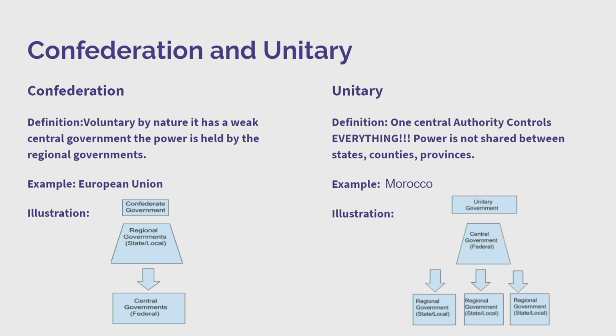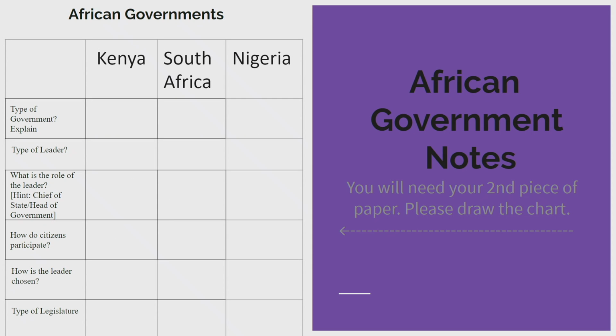Remember, it is not a problem to pause the video and write down the definitions that you did not get. All right, we are going to step number 2, African government notes. You will need your second piece of paper, and if you will please pause and draw out the chart. It will have 4 boxes across and 7 boxes going down. Please feel free to pause.